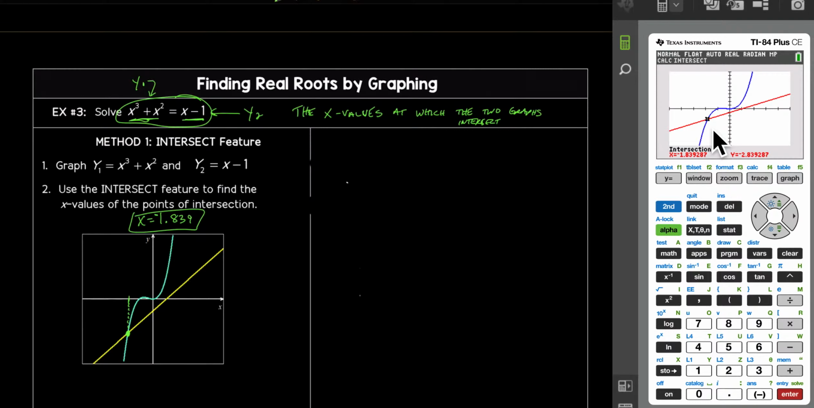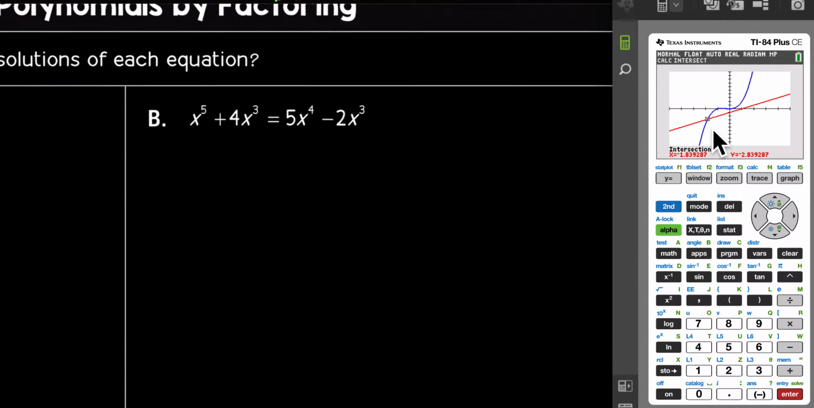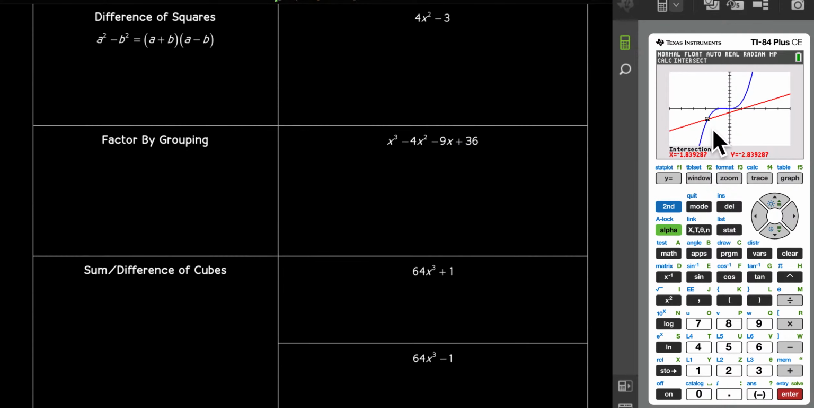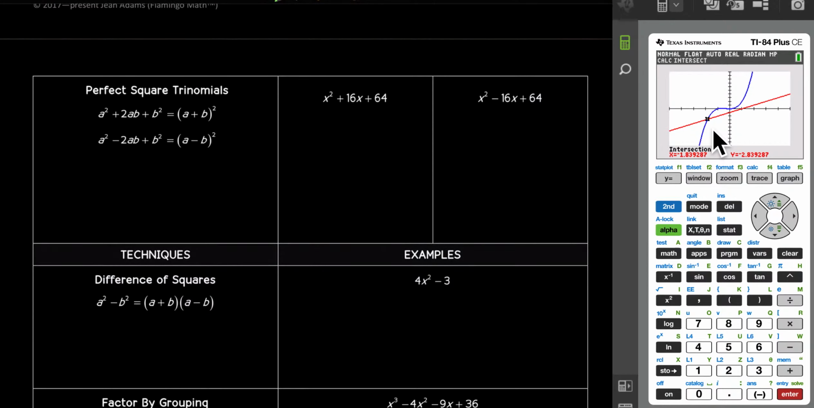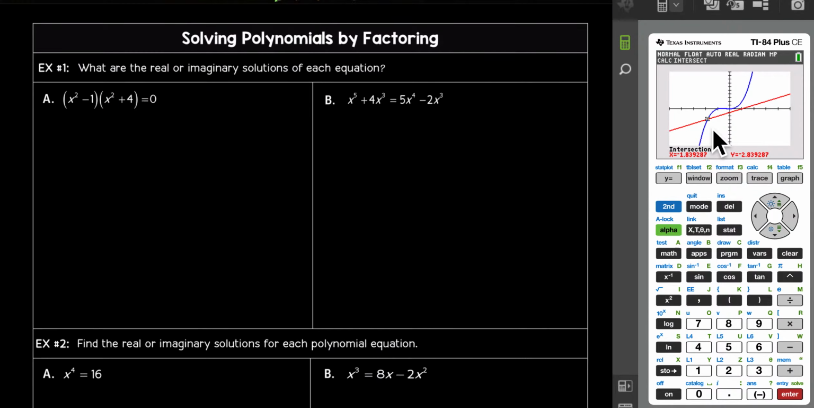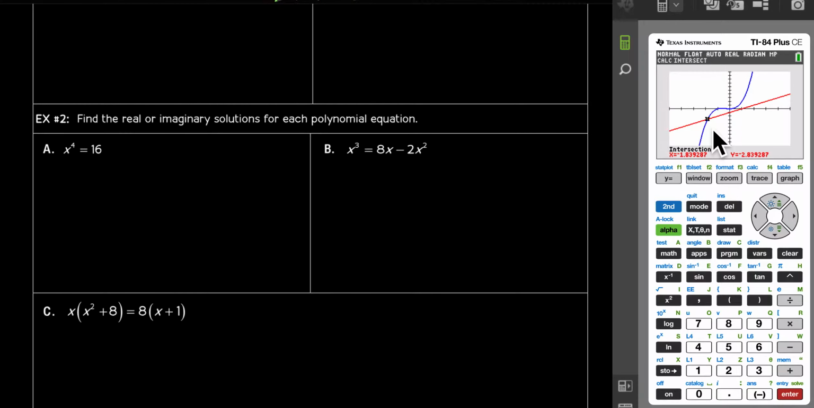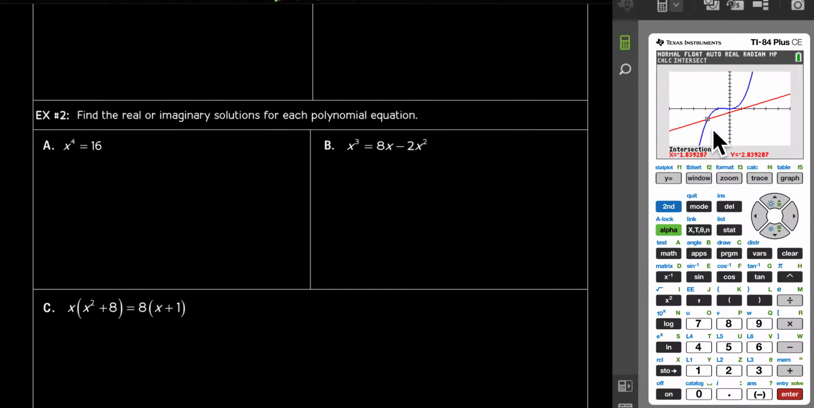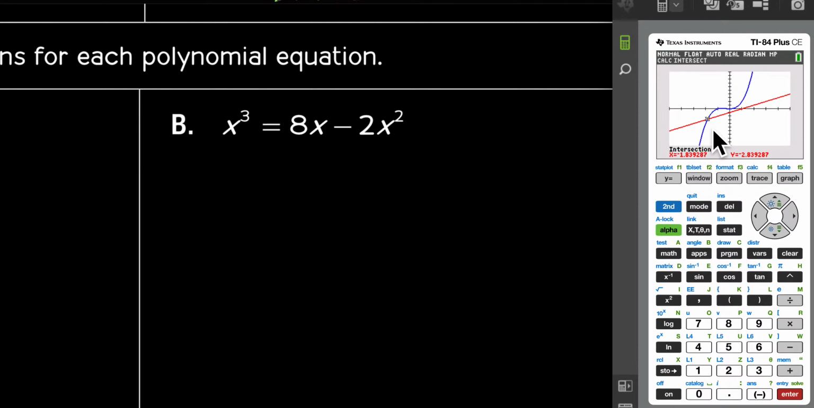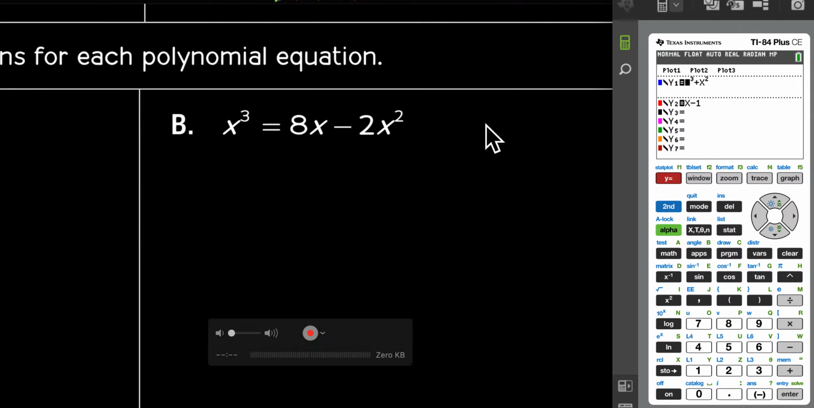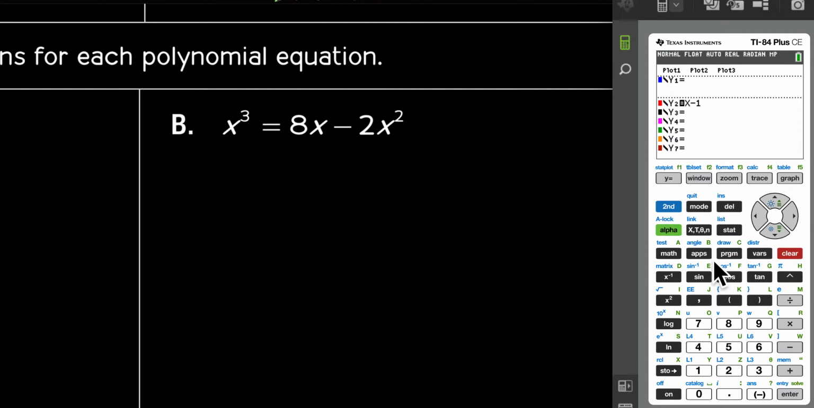What we will do is look back at some of these other equations that we wanted to solve through other techniques and see if we can solve them just by graphing. Let me see if I can find a good one. I don't love any of these. Let's see what this one looks like. I'm going to go to y equals. And in y1, I'm going to put x cubed. And then in y2, I'm going to put 8x minus 2x squared.